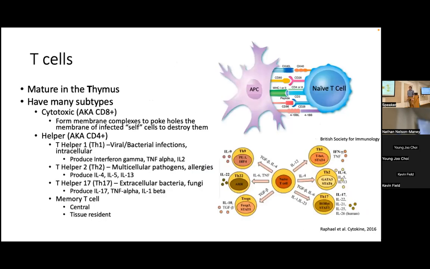There are also T cells in the adaptive immune system. And T cells are called this because they mature in the thymus. There are many, many subtypes, but we're just going to break them into cytotoxic and helper T cells.